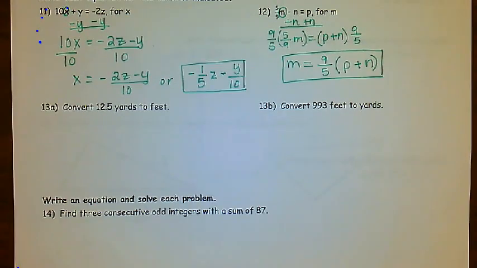All right, next one. Sorry, these little dots are bothering me. I'm sure they often do.